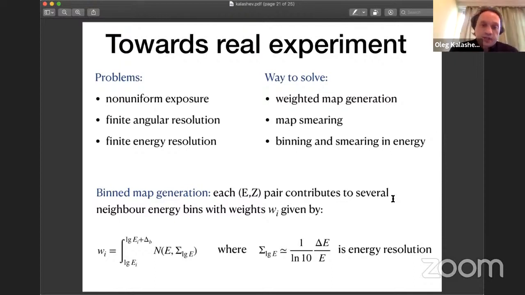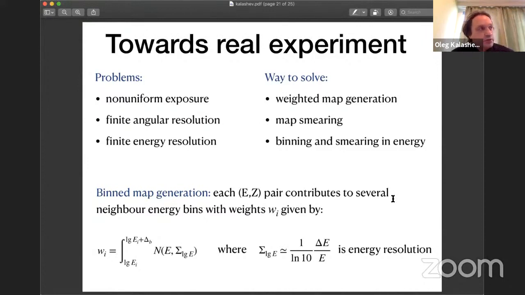The exposure can be taken into account very easily by weighting. The finite angular resolution can be taken into account by map smearing or by limiting the resolution of the HEALPix grid. And the most difficult thing to take into account is the finite energy resolution. Here we have to take into account that lower energy events contribute to the maps of events, and since they are deflected to much larger angles, their maps are smeared, and this is real trouble.